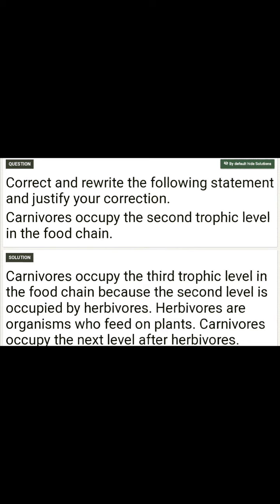Now why? Because the second level is occupied by the herbivores. Herbivores are the organisms which feed on the plants. So plants are at the first level, herbivores are at the second level, and at the third level carnivores are there, which will feed on the herbivores. So this is your explanation which you will write along with your correct statement.